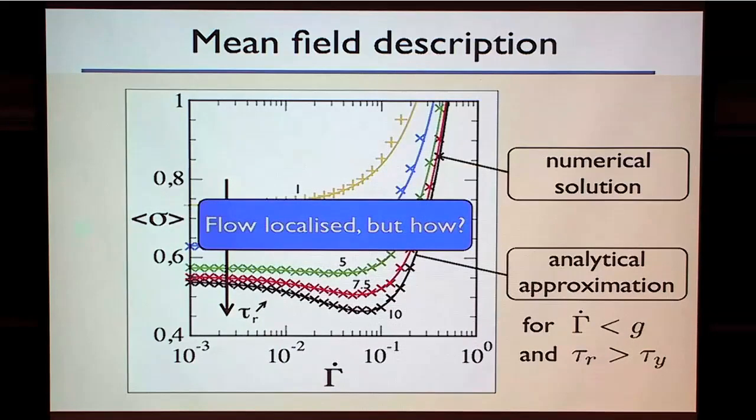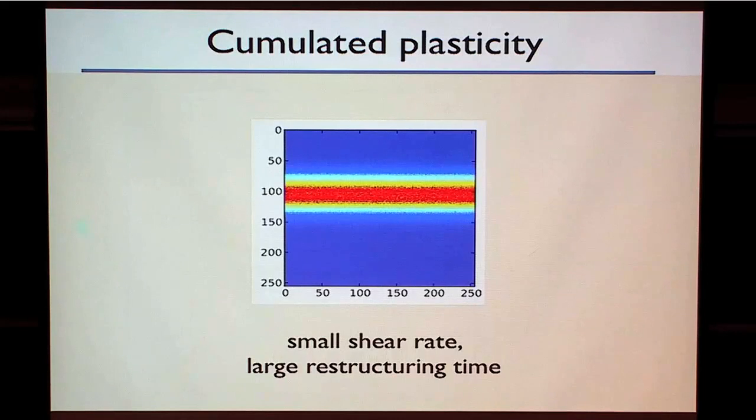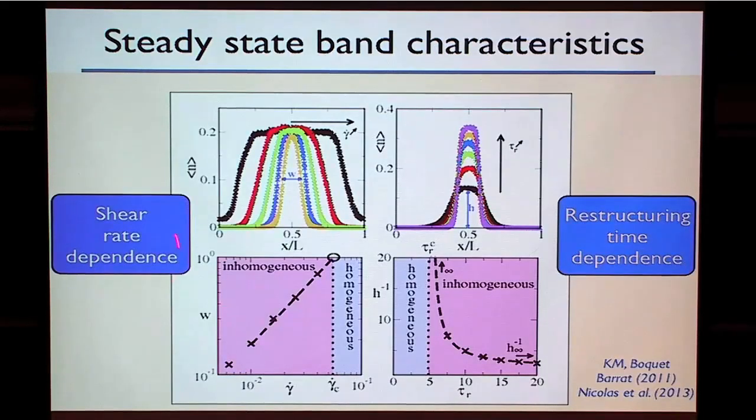And so you will expect that there is localized flow. And indeed, when you do the simulations, you find that at small shear rate and large restructuring time, this means large healing time locally, you will have shear bands. And you can study these shear bands as a function of the shear rate. And you see that if you go to larger and larger shear rate, it occupies more and more parts of the system. So at a critical shear rate, you will reach the system size. This is where the system flow becomes homogeneous again.